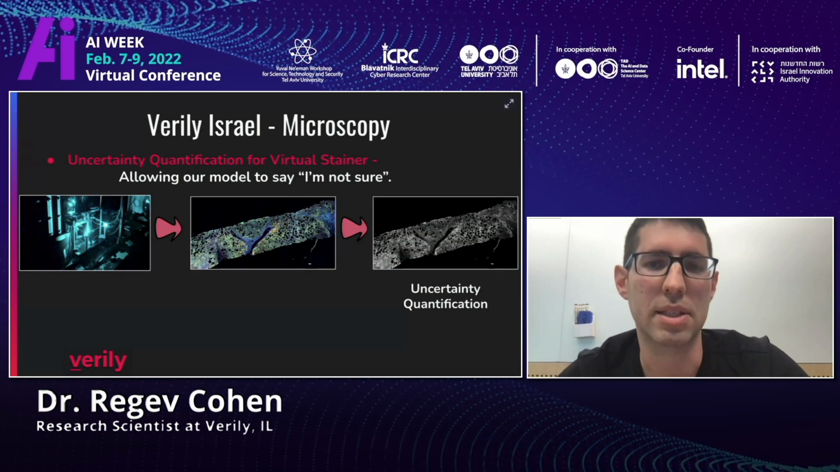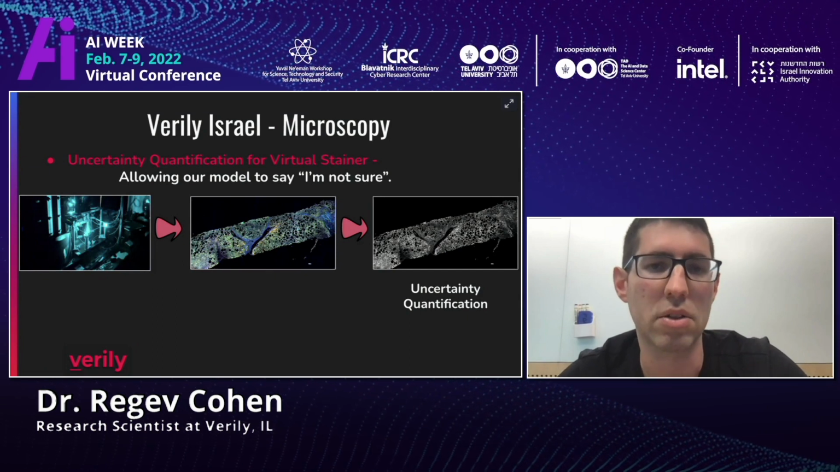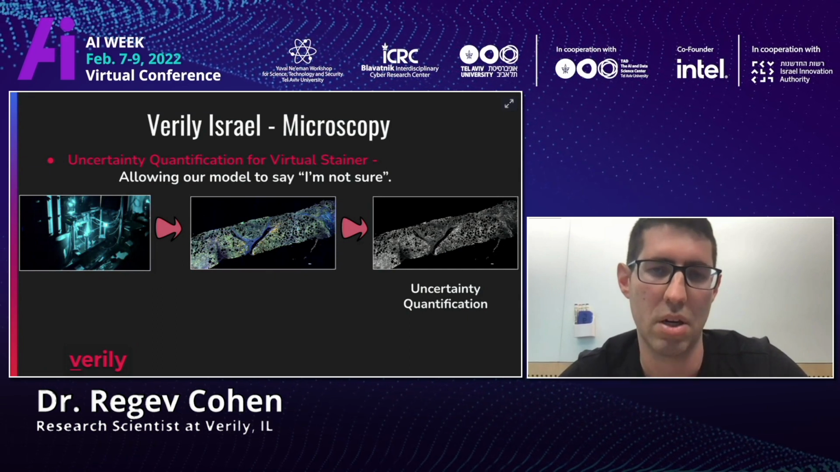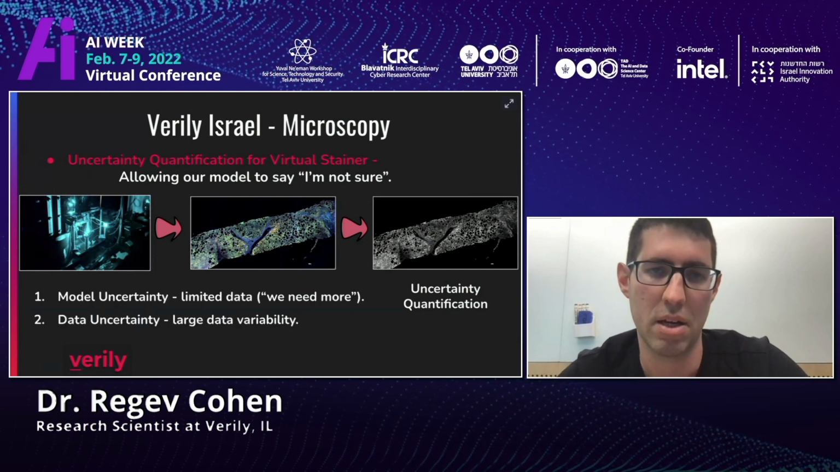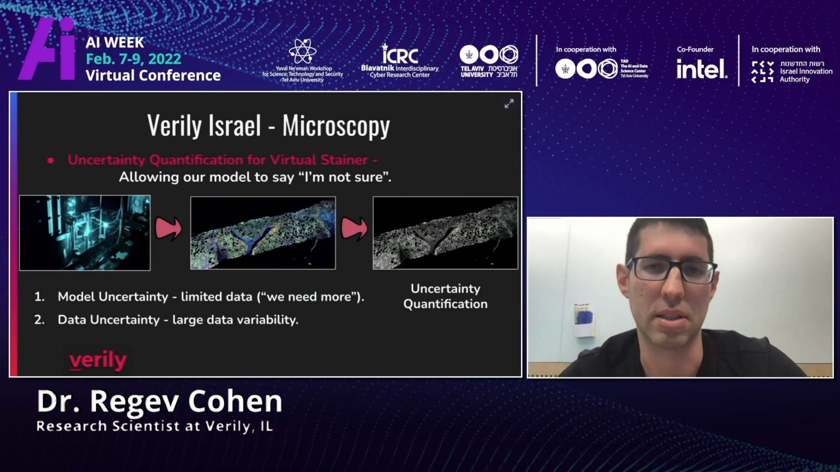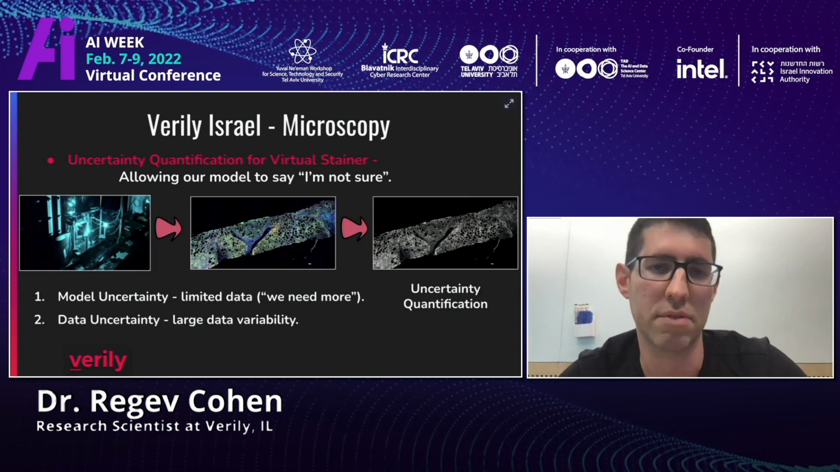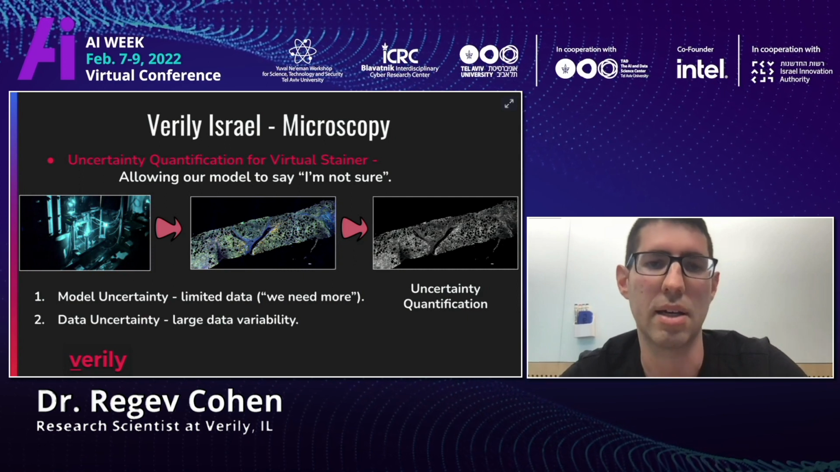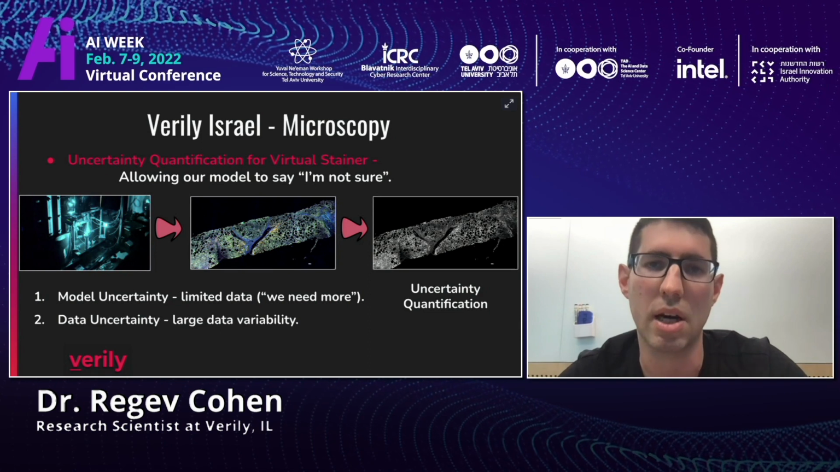Hence, we develop an uncertainty estimation technique, allowing our model to simply say, hey, I don't know, or I'm not sure. We distinguish between two types of uncertainty. The first is model uncertainty, which tries to answer whether we need more data or it is sufficient. The second is data uncertainty that relates to the variability within our data.